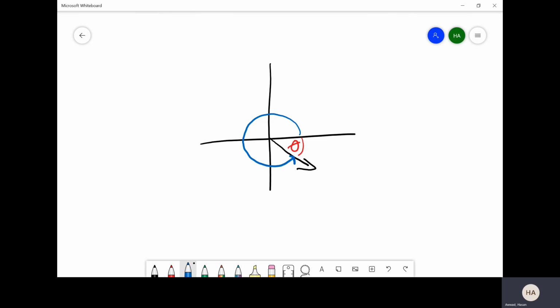And notice that's almost one full revolution, right? So what we call these angles, when we see here we have the red and the blue, and that makes up essentially one full revolution. We call these angles coterminal.